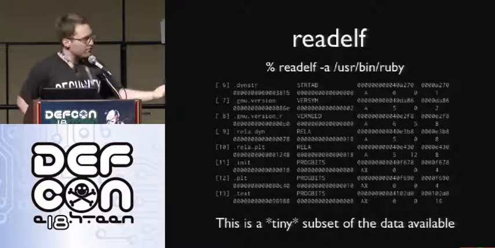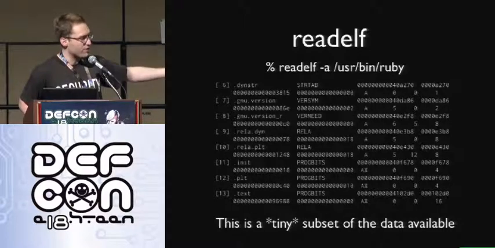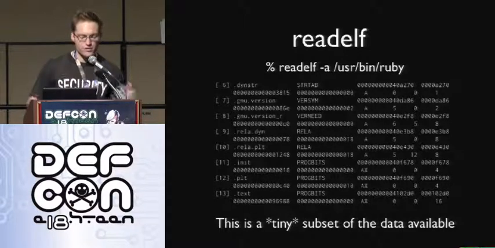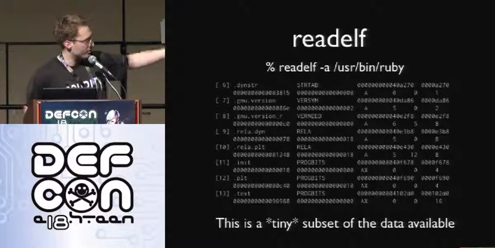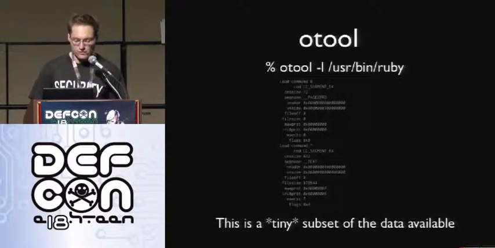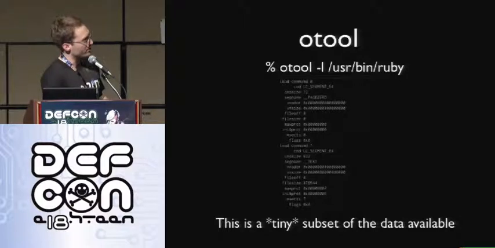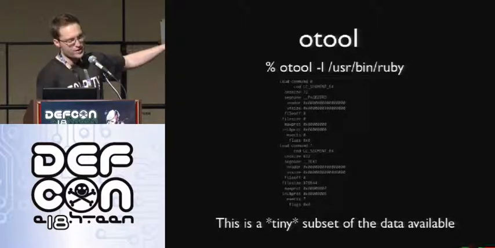There's also readelf. readelf is obviously for ELF objects. This comes on Linux. It outputs a huge amount of information. This is just a small screenshot of what you get. It's really, really useful. And otool is the complement on Mach-O, on OSX, that will output useful information about Mach-O objects.